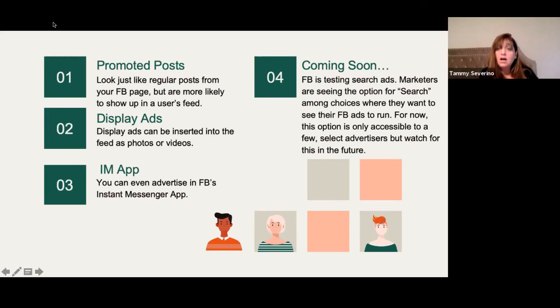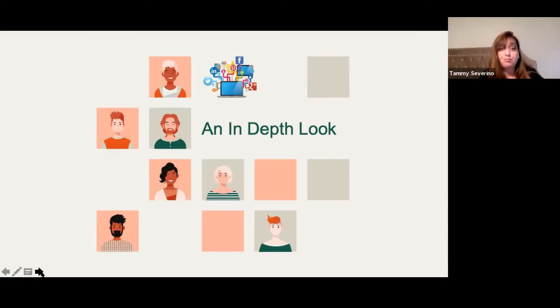And coming soon, Facebook is now testing search ads. Marketers are seeing the option for search among their choices for where they want their Facebook ads to run. For now, the option is only available to a few because it's being beta tested. But it will be available to you as an option. I would say probably within 6 months to a year, if they're beta testing it now, they're working out the bugs, that'll become your next option. So you have a number of different choices, even within one particular platform.